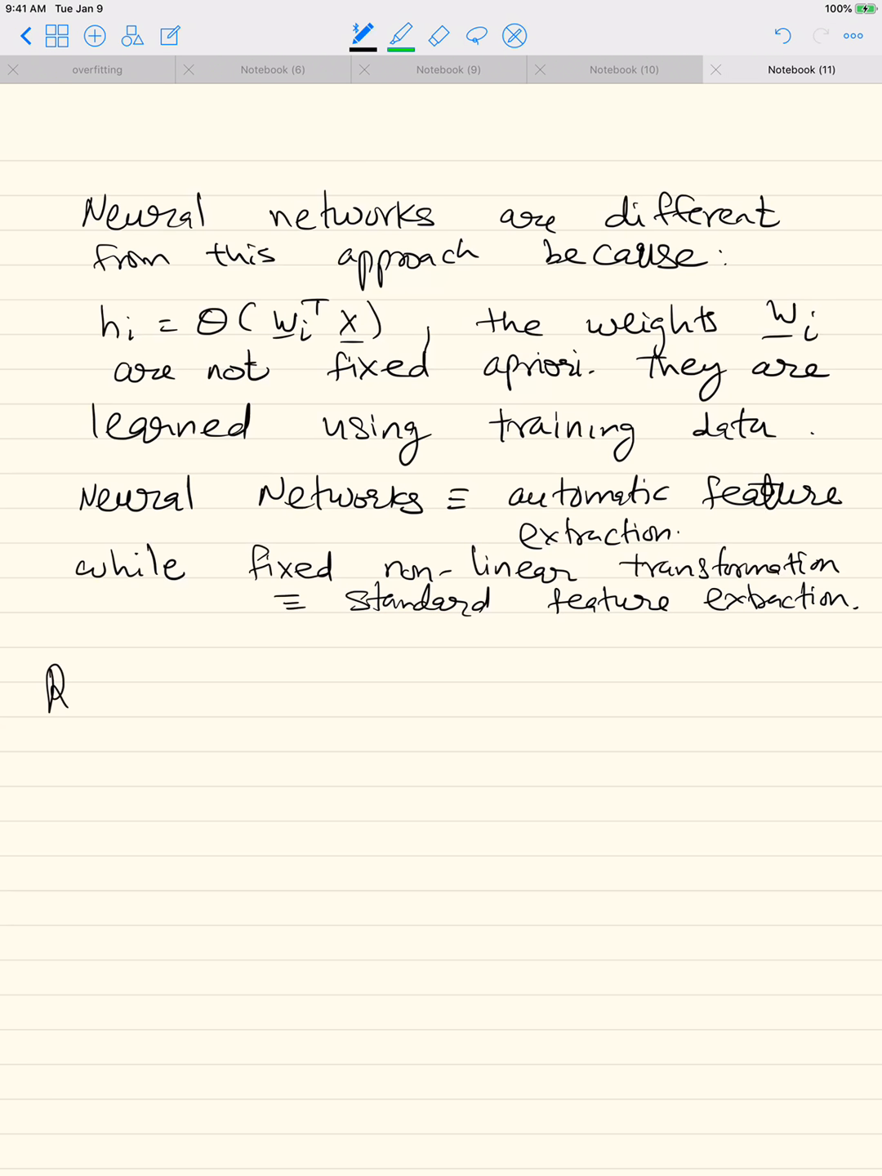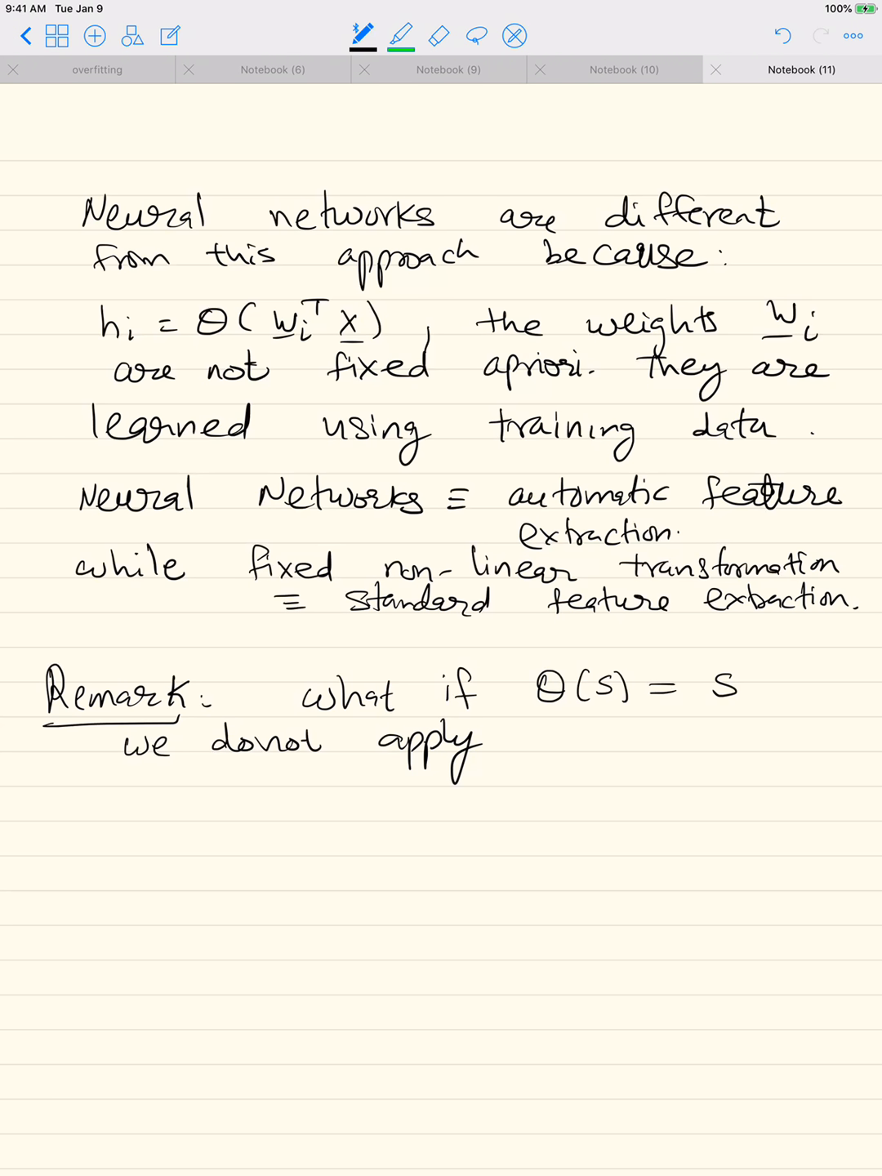Another comment: what if the function theta is just the identity function? So we do not apply nonlinearity at hidden nodes.